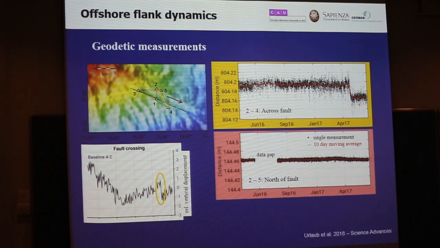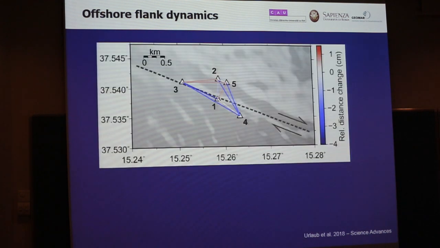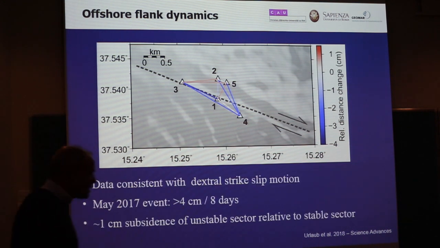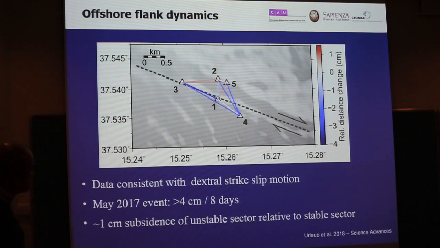To summarize all that, here you see the different instruments, and you see the relative changes in distances. Blue means that there's a reduction of distance. Red means we have an increase in distance, and this seems to be pretty consistent. If you summarize the data, then the data we measured is consistent with dextral strike-slip motion. This is the May 2017 event. It was more than 4 centimeters in 8 days. In addition, we had 1 centimeter of subsidence of the unstable sector relative to the stable sector. Consider this sector as unstable.